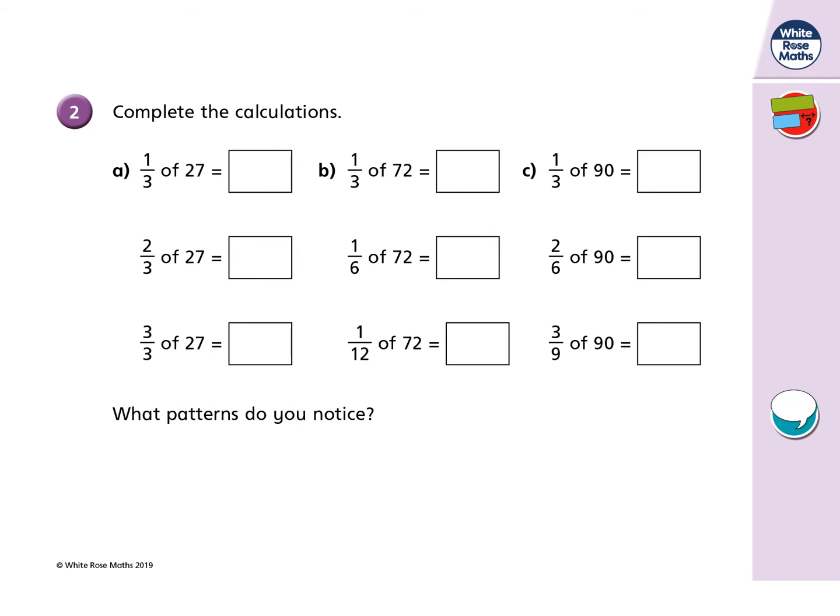Moving on to C, get a little bit trickier, but we'll focus on the 90. So 1/3 of 90, well actually that's straightforward. Take 90, divide it by 3, how many will be in each section? For the second one on C, we've got 2/6 of 90. So you've got to do two steps here. You need to take 90, divide it by 6, and then you need to add two sections together because you've got 2/6 of 90. Finally, 3/9 of 90.